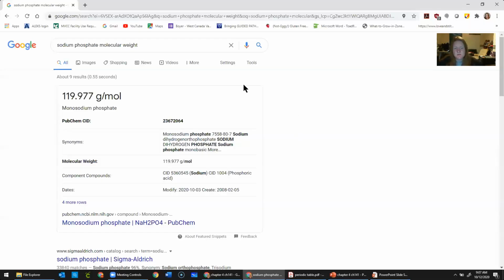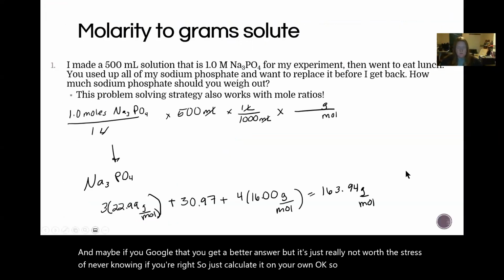So I just wanted to demonstrate to you the importance of actually calculating your molecular weights on your own. I Googled sodium phosphate molecular weight, which is what most of you would probably have Googled. And we get the wrong value because it turns out there are many different salts made with phosphate in it. And this particular one only has 1 sodium. Ours is trisodium phosphate. And maybe if you Google that, you get a better answer. But it's just really not worth the stress of never knowing if you're right. So just calculate it on your own. Okay, so that's my tip for the day.